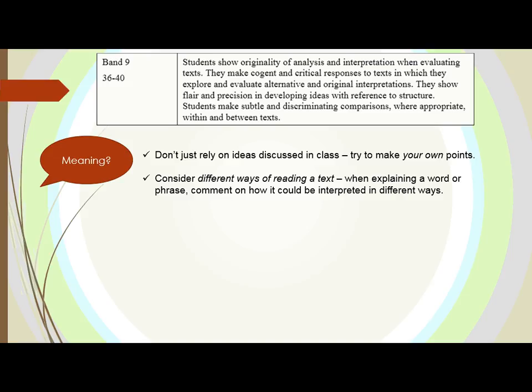Now, this idea about interpretation and looking at different ideas is really important in the detail of your analysis. Try and consider different ways of reading a text. So when you explain what a word or phrase might mean, do comment on how it could be interpreted in different ways. Sometimes words don't always just mean one thing. It may well have a very different meaning if you read something from a different perspective. That's what the very top essays will be showing. They'll be picking out the key phrases that you could read in different ways, and then justifying which interpretation I think is most valid.